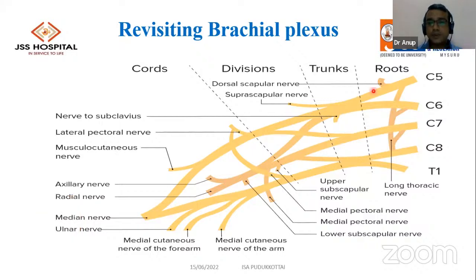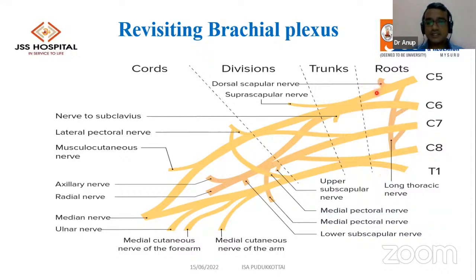As we all know, brachial plexus is formed by 5 roots. It has 3 trunks, 6 divisions and 3 cords. Brachial plexus is formed by the ventral primary rami of C5, C6, C7, C8, and T1. If we receive anything from T4, we call it prefixed. And if we receive anything below T1, we call it postfixed.